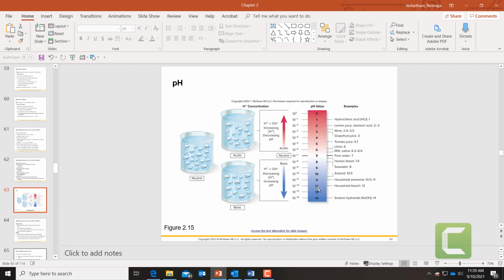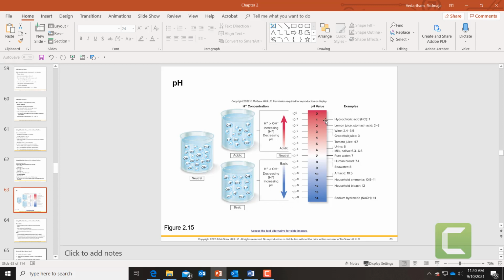So we have 1 to 14. So from 7, if we go this way, that is increasing acidity. So as the pH decreases, the acidity increases. As the pH increases, the basic or the base increases. So this is neutral. So here you can see that as it becomes acidic, the number of hydrogen ions increase. And as the basic increases from 7 to 14, you can see OH ions are increasing.